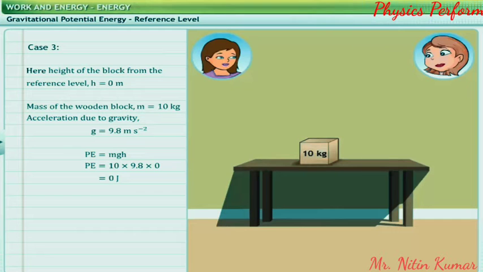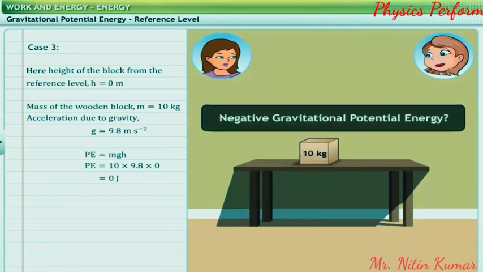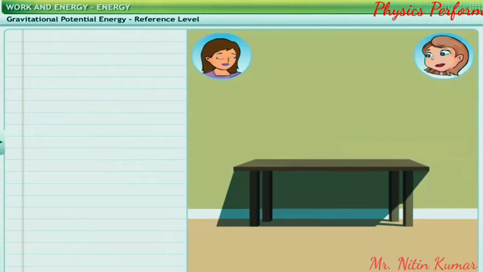That's interesting. But I have another question. From the examples we have seen so far, gravitational potential energy always seems to be positive or 0. Is it possible for the block to have negative gravitational potential energy? Yes. Case 4 illustrates such a situation.